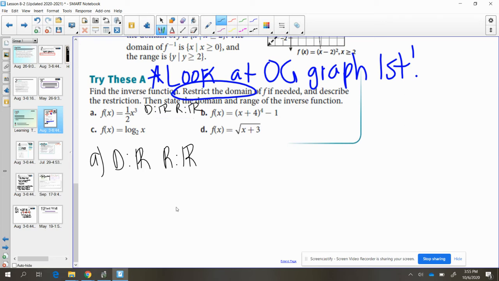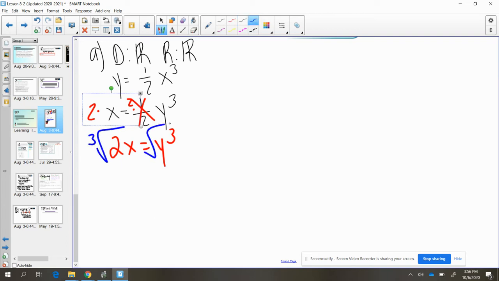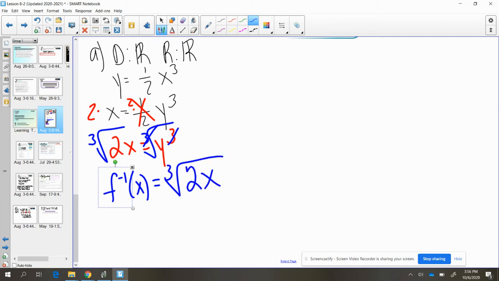Well, what we're going to do then is start by replacing f of x with y, and now we are going to switch x and y. And in order to resolve for our y value, we're going to start by multiplying both sides by 2 to get rid of this fractional value. So we have 2x equals y to the third. And then we must cube root to undo that cube here. So we end up with f inverse of x equals the cube root of 2x.